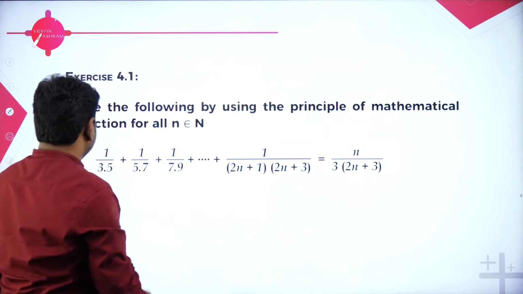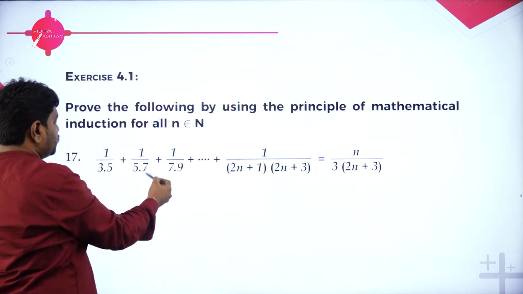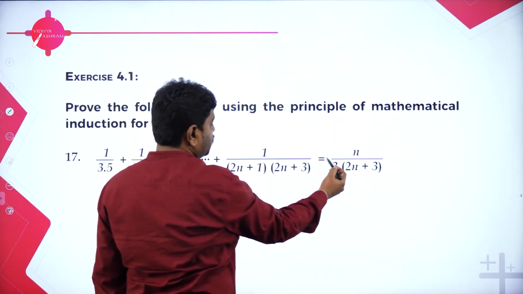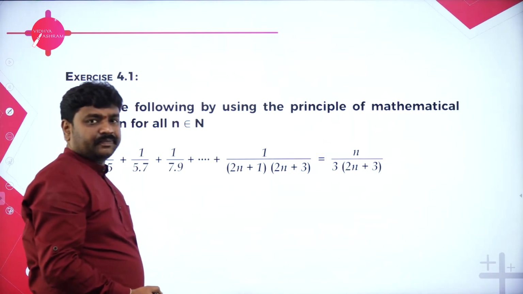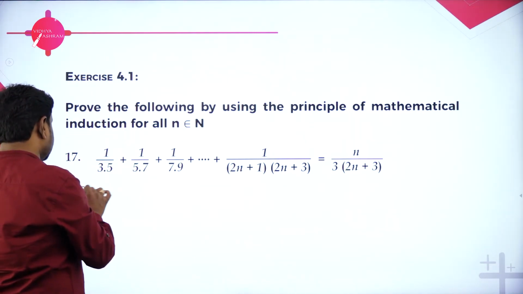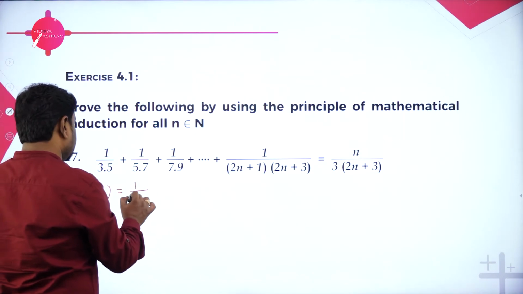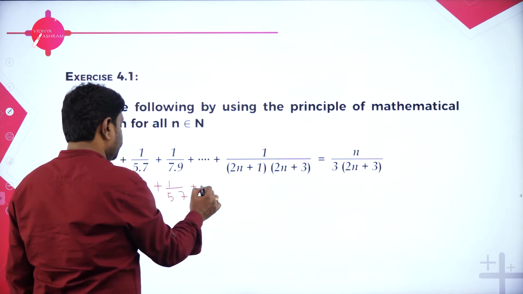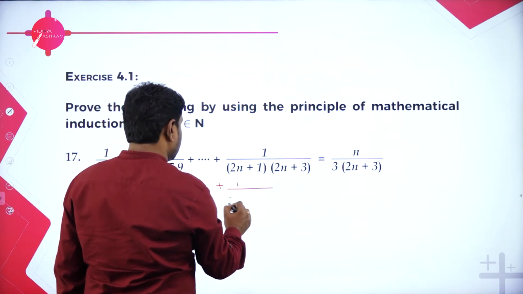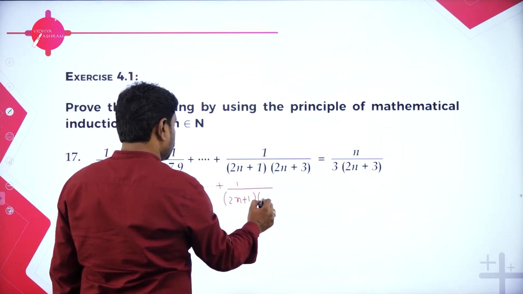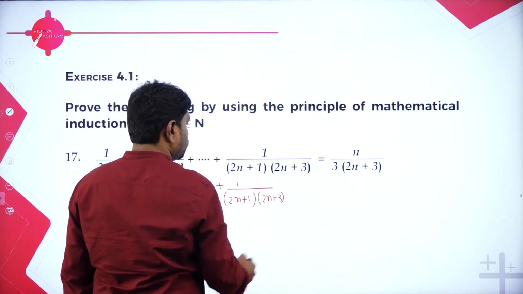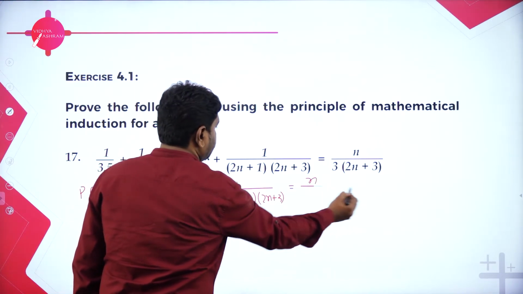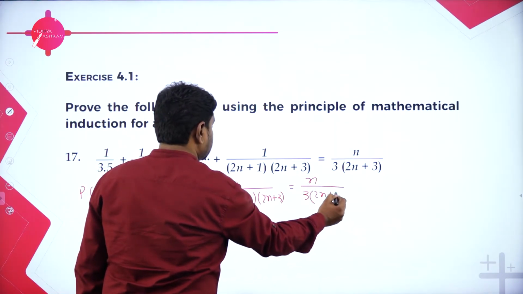Next, similarly, they gave 1 by 3 into 5 plus 1 by 5 into 7 plus 1 by 7 into 9, and so on, up to 1 by 2n plus 1 into 2n plus 3, is equal to n by 3 into 2n plus 3. So first, we'll assume the given statement as P of n. P of n will become 1 by 3 into 5 plus 1 by 5 into 7 plus so on, 1 by 2n plus 1 into 2n plus 3. Now further, this is equal to what? n divided by 3 times 2n plus 3 is our assumption.